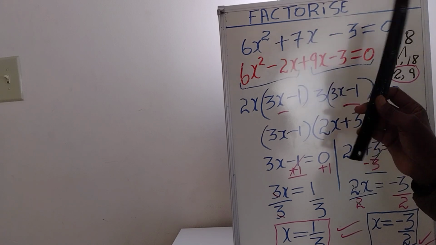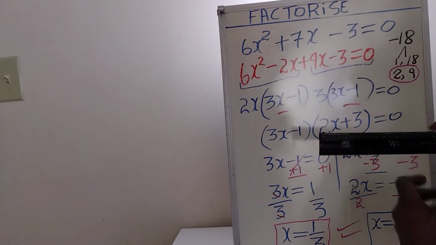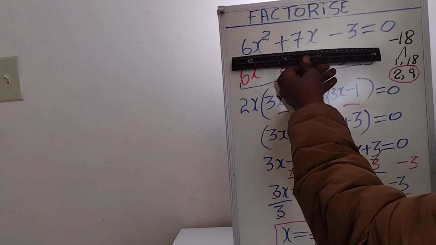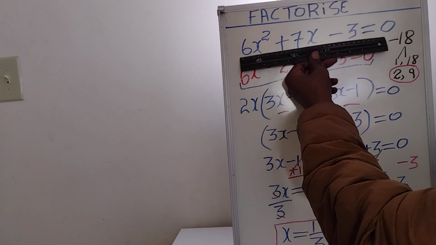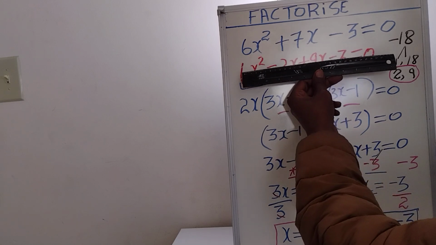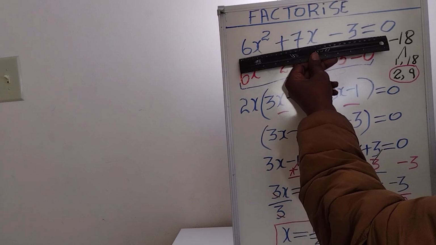Today's topic is that we have to factorize 6x squared plus 7x minus 3 equal to 0. So that is the given problem.